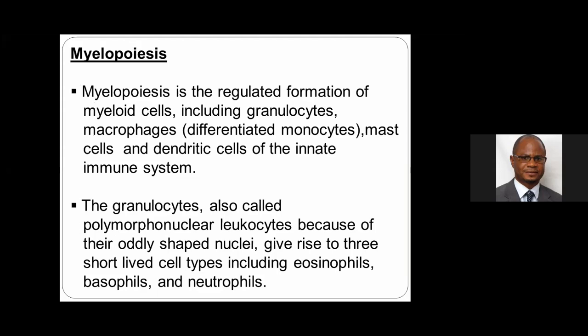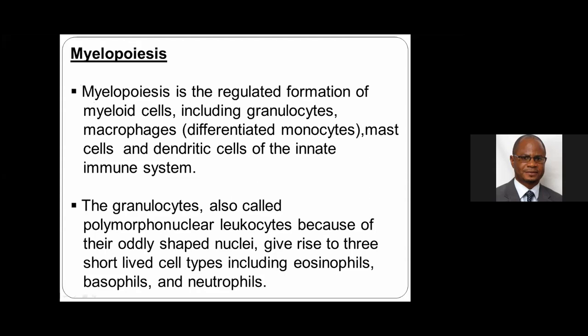Polymorph: poly means more than one, morph refers to morphology, and then nucleus. So it means that this cell has more than one nucleus. Okay, and they give rise to 3 short-lived cell types. These are eosinophil, basophil, and neutrophil.